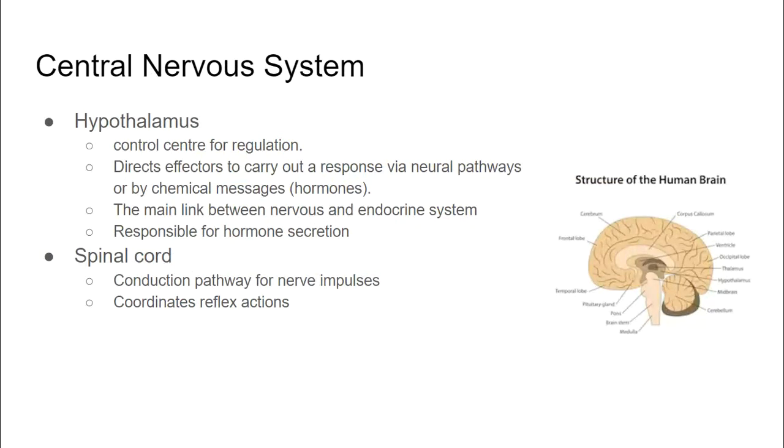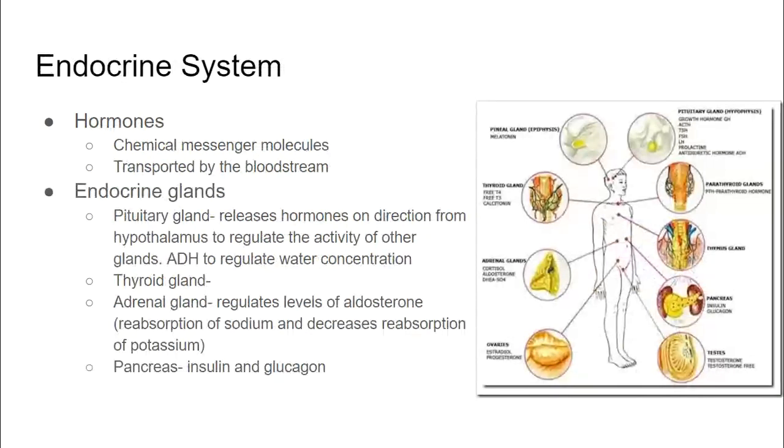If we talk about our central nervous system, parts of our brain which are really important here are our hypothalamus and our spinal cord. Our hypothalamus is almost like a control center for regulation. It directs our effectors to carry out a response, and it's the main link between our nervous and endocrine systems. It is also responsible for hormone secretion. Then we have our spinal cord, which is our conduction pathway for nerve impulses, but it also helps to coordinate any reflex actions.